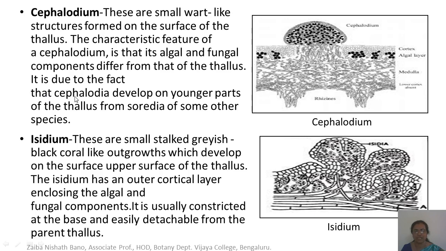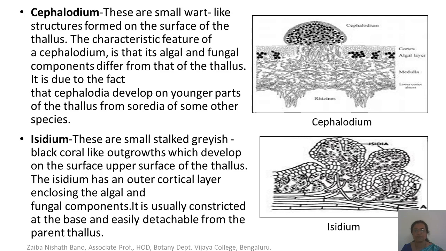It is due to the fact that cephalodia develop on younger parts of the thallus from psoridia of some other species. Just now we understood what psoridia are in the previous slide. They are a circular mass of one or two algal cells wrapped in some fungal hyphae. And on detachment by wind and rain and finding suitable substratum, they grow into new lichens.